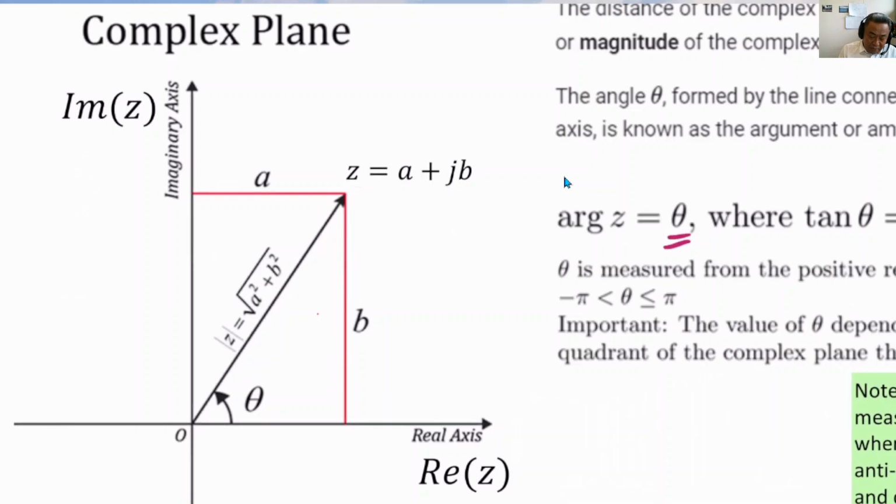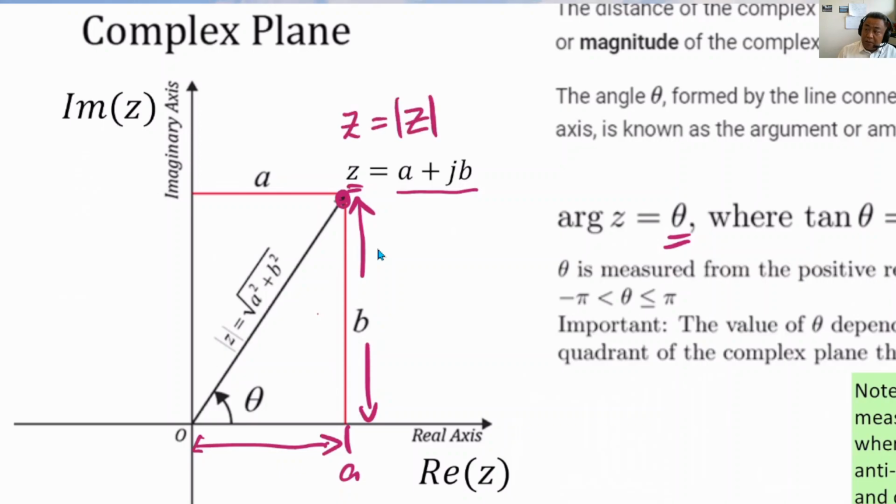Well, let's have this complex number a plus jb. Basically, it means move a along the real axis and move b along the imaginary axis. Now, to get the same point, we can represent this as z equals magnitude of z, angle theta. What are we talking about? Well, basically it says that we're going to have complex numbers that have the magnitude, magnitude here meaning the length, with this value, and with angle theta.